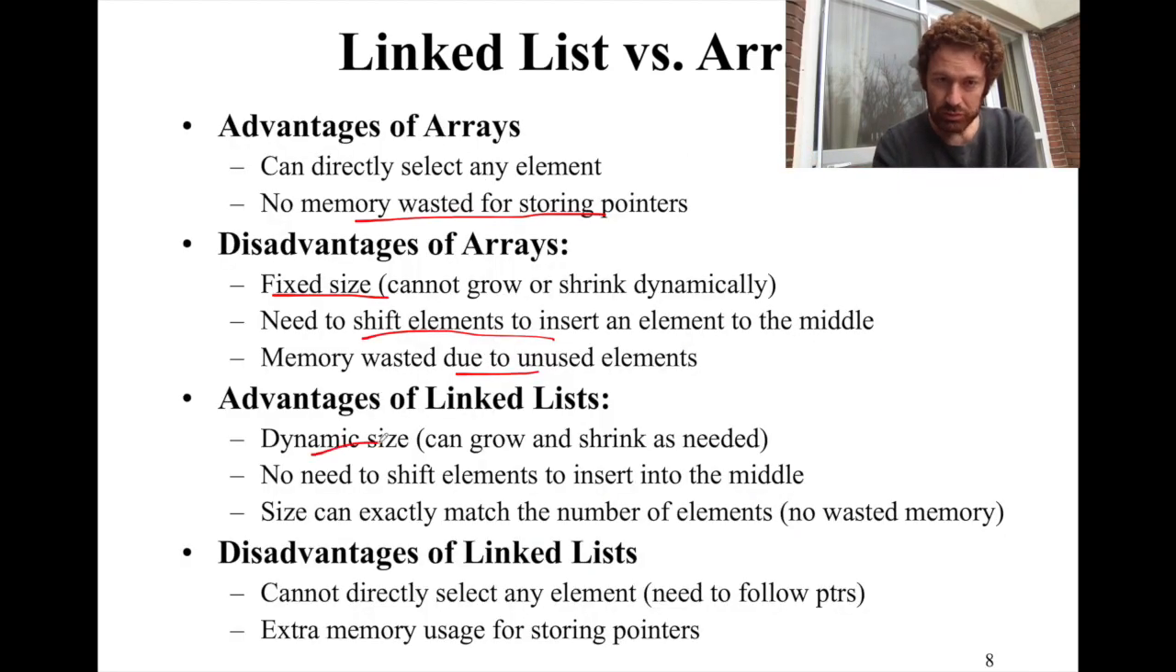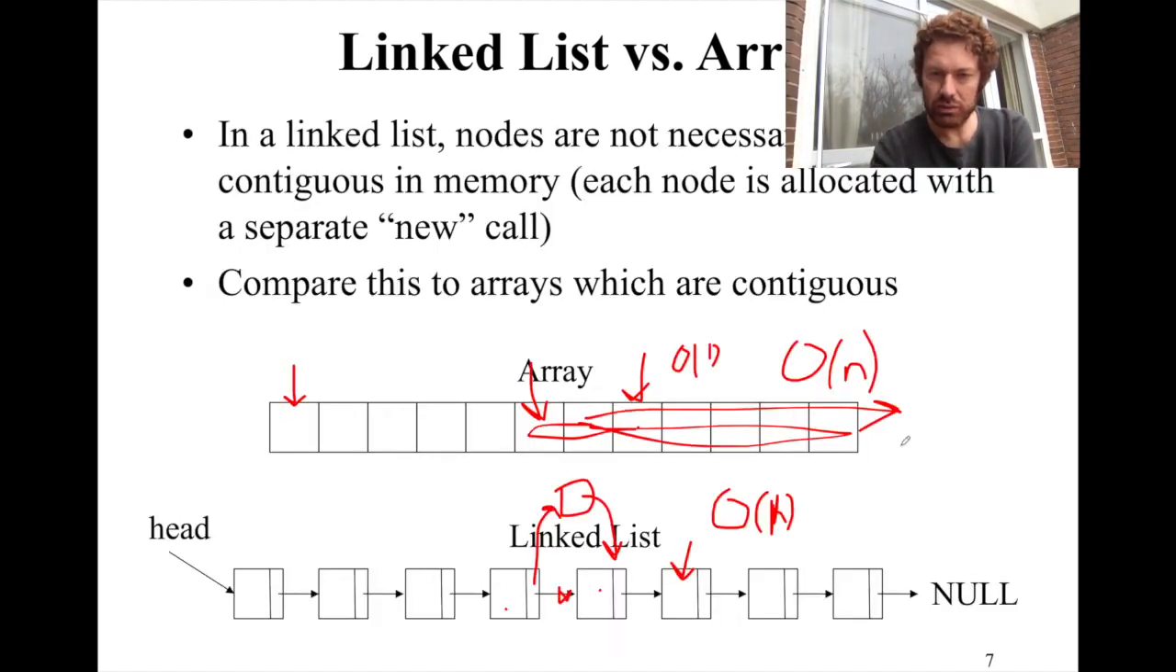Also, another advantage of a linked list is its dynamic size, which means that it can grow and shrink as needed, meaning that if I want to add something, there is no fixed size. I can just add it to the end or to the middle, as I did here. Similarly for deletion, I can just delete it. And there is no wasted memory, actually. Everything that is alive will be in your linked list, not more, not less.